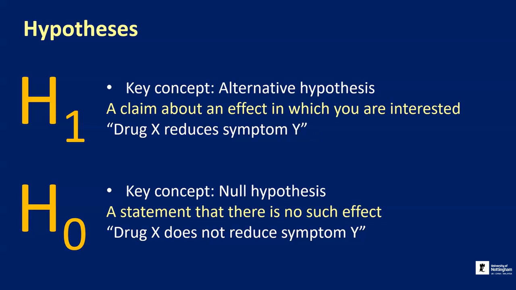So typically in pharmacy, the alternative hypothesis might be of the form that drug X reduces symptom Y. So you're saying what you think is happening or might be happening, as opposed to a null hypothesis which says drug X does not reduce symptom Y. Okay.